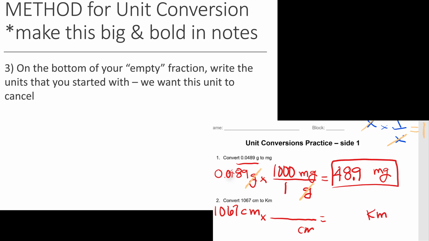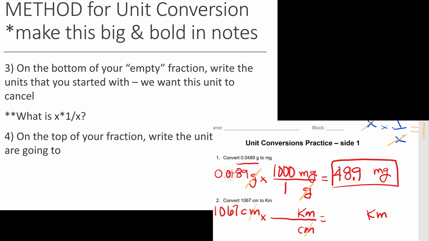The idea is, just like in the x times 1 over x example, we want those units to cancel out. So the centimeters will cancel with centimeters, and we are going to be left with kilometers on the top, because that's what step 4 is. On the top of the fraction, we're writing the units that we're going to. The kilometers will go there. Next, we need to fill in the conversion factor. So this is where you need to use your thinking from the metric units. So how many hops, or what's the difference between the kilometers and the centimeters? Kilometers is 10 to the third.